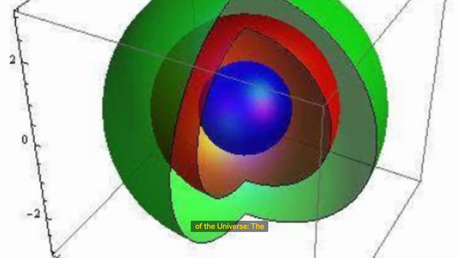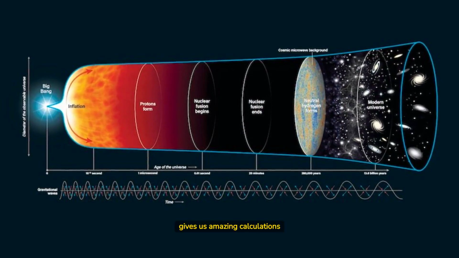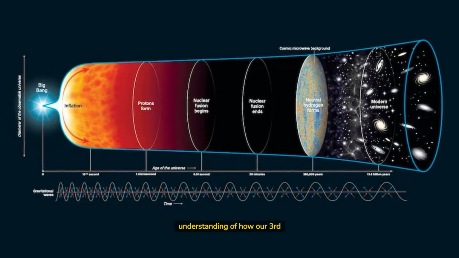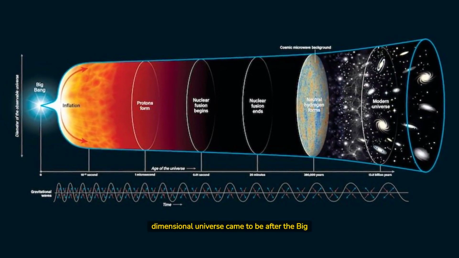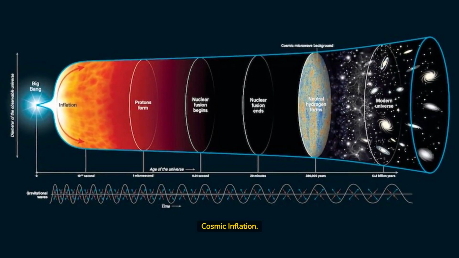The shape of the universe, the beginning. The Lambda CDM model gives us amazing calculations with matching real-world measurements. We have a pretty good understanding of how our third-dimensional universe came to be after the Big Bang, thanks to relatively recent additions to the model like cosmic inflation.